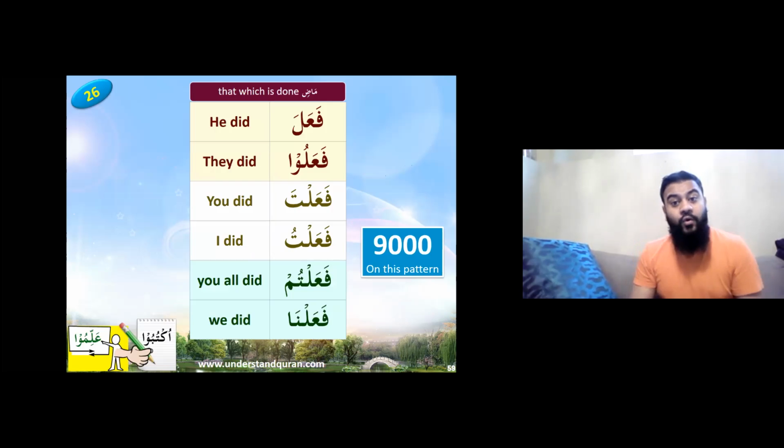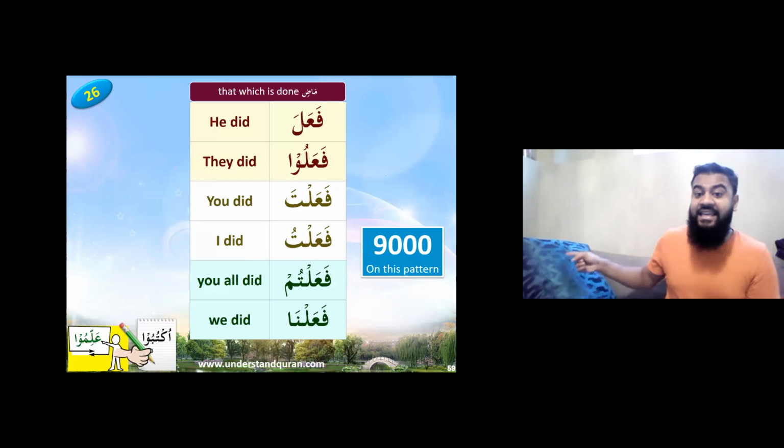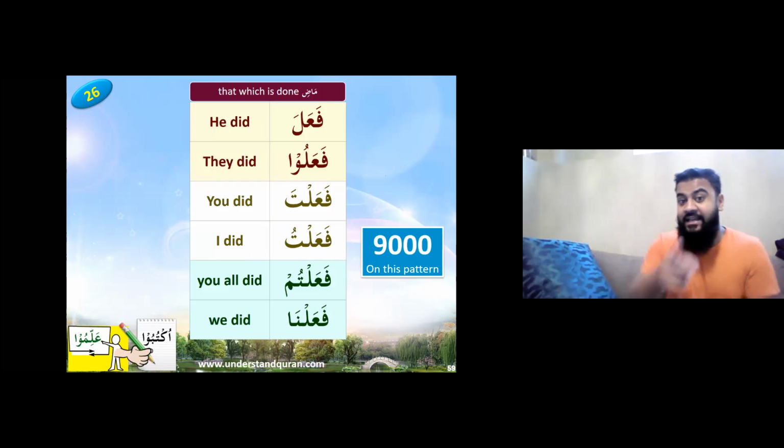Now, we went over the word fa'ala and the madi term before. Remember, fa'ala, he did, fa'alu, they did. And remember the same word to say ta, tu, tum, na. So it's fa'alta, you did, fa'altu, I did, hands down when we're doing the madi, fa'altum, you all did, and fa'alna, we did.